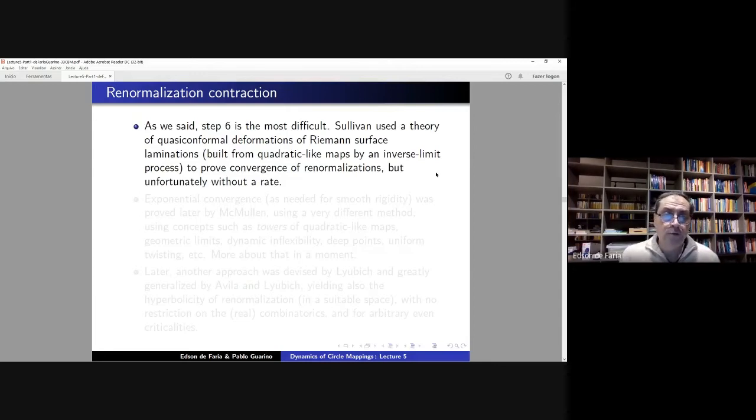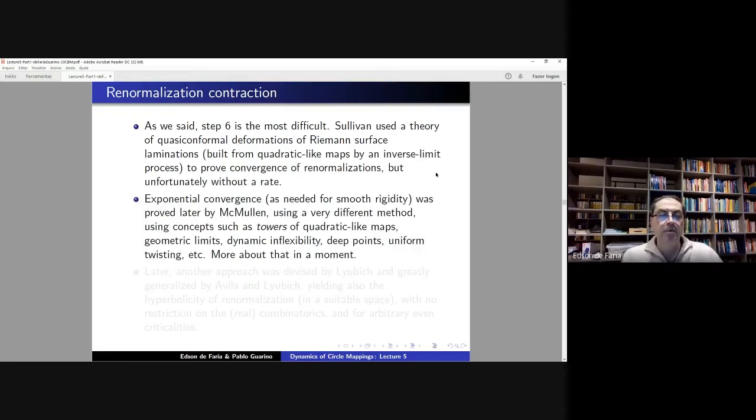So the aim is really renormalization contraction, but this is a very difficult step. In fact, Sullivan used a very fancy theory called Riemann surface laminations. He used something like a Teichmuller theory of Riemann surface laminations to try to prove convergence of renormalizations. He was able to prove convergence, but without a rate. He was not able to show that the convergence takes place at an exponential rate. This was accomplished by McMullen later. In fact, it was in part due to this work that McMullen was awarded the Fields Medal.